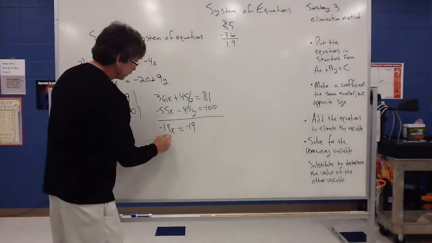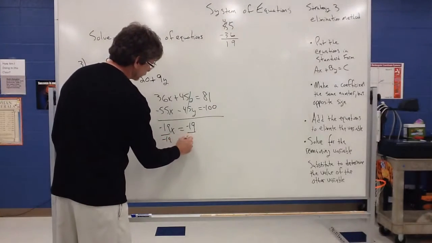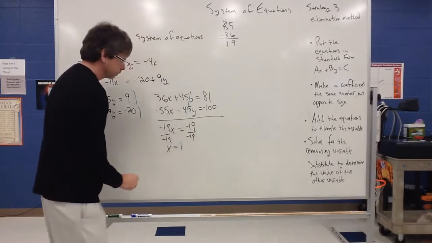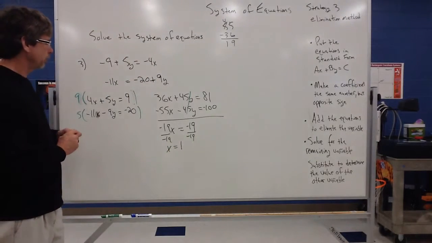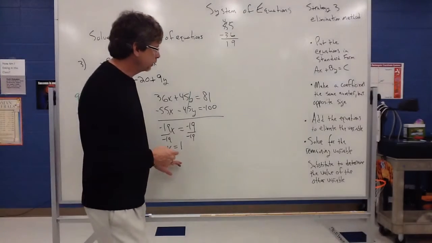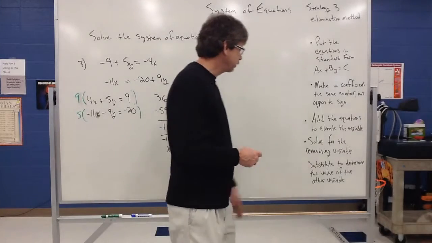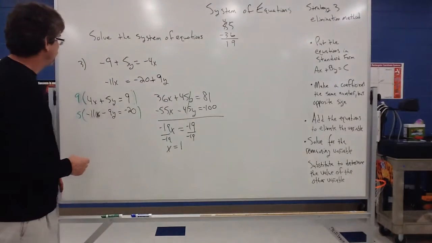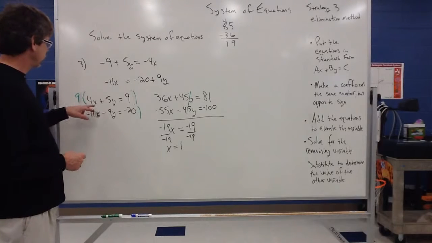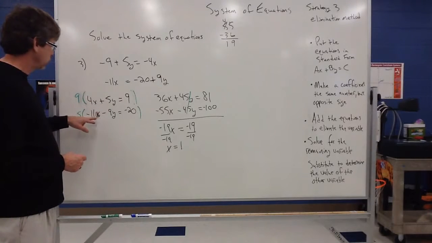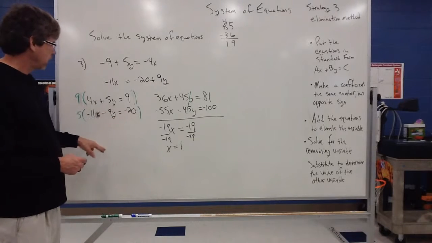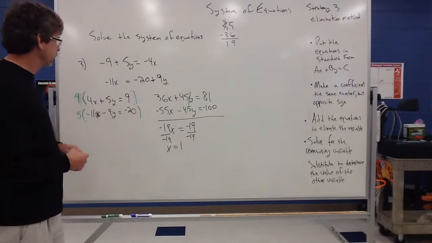Now, to get x by itself, divide both sides by negative 19. X equals 1. So we end up with 1 as our solution there. Now that we found what x is, we're going to substitute back in to find what y is. I can use any equation. I usually like the ones that were in standard form. So I like this 4x plus 5y equals 9, or this negative 11x minus 9y equals negative 20. I like the first equation, so I'm going to use it.